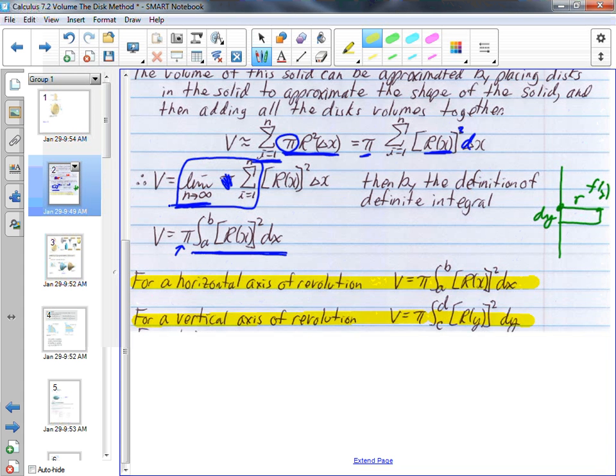Along with memorizing what I just told you to write down, if you always draw in your rectangle and just figure it out, you'll get it in terms of the correct variable, okay? So you're going to have to draw the graphs. You're going to have to draw in a rectangle. Make sure that your rectangle is perpendicular to the axis of revolution, and then you can figure out, and then start with the dx or the dy. Once you know that it's a dx or a dy, you know which variable you need to have in your problem.